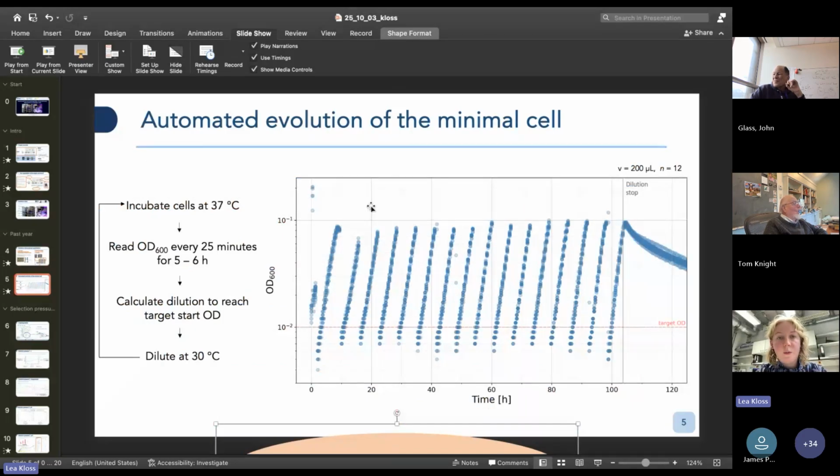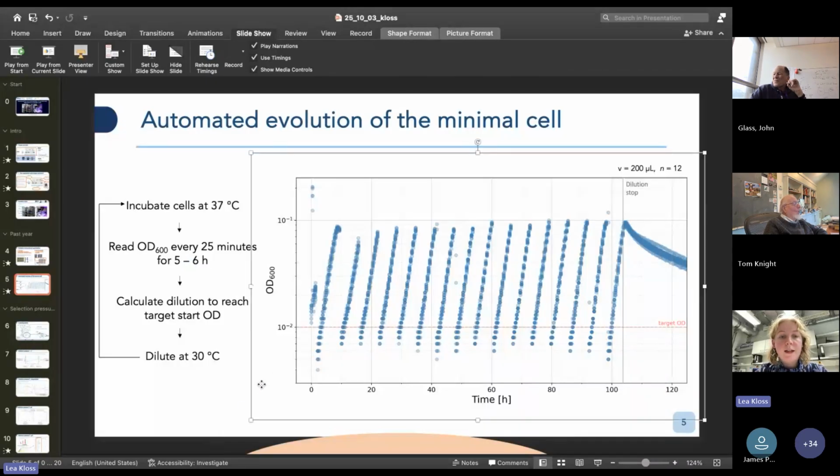So this is an example evolution experiment that we performed so far, spanning 100 hours and about 12 replicates, you can see here. It uses the protocol that I've explained before: we incubate the cells and read the optical density every 25 minutes, so we have real-time growth tracking.